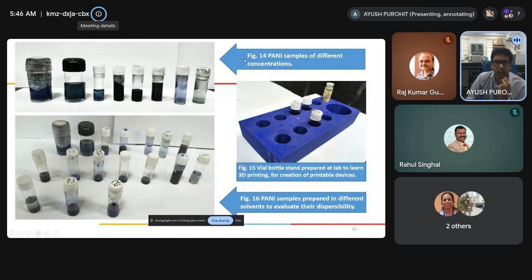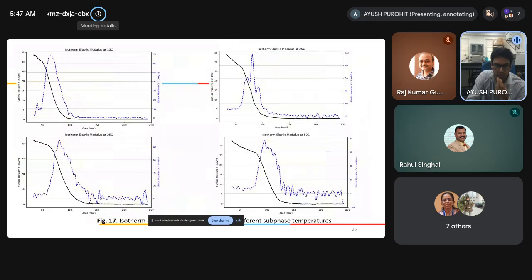These are the solutions, or the different solvents we use for preparing the polymer, at different concentrations and in different dispersible solvents. And this is the 3D printed vial bottle stand, which is for creation of a printable device for the biosensing application.